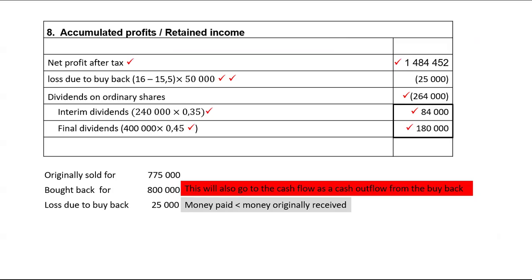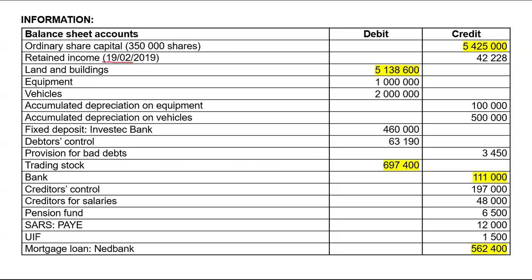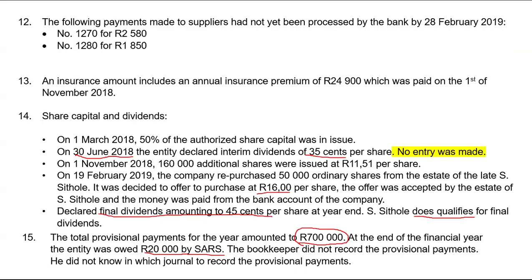Now we're left with whether the retained income balance was at the beginning of the year or the end of the year. And according to this, it says it was on the 19th of February 2019. Interesting. What happened on the 19th of February? On the 19th of February, the company repurchased. Oh, but they said when it comes to interim dividends, they were not recorded.